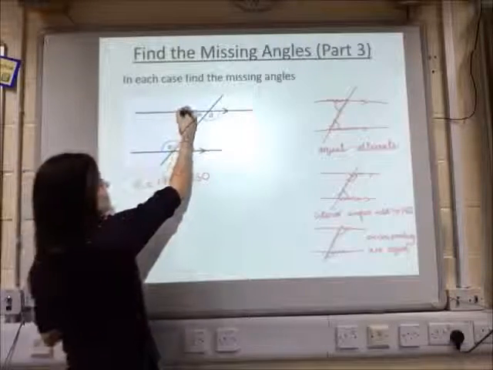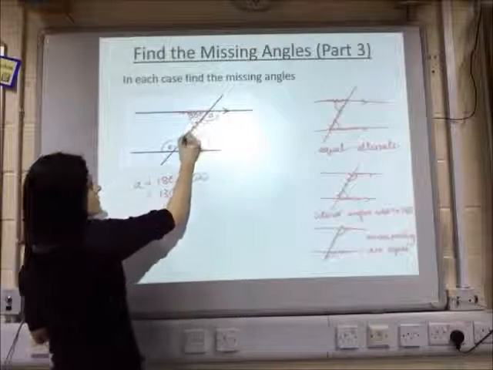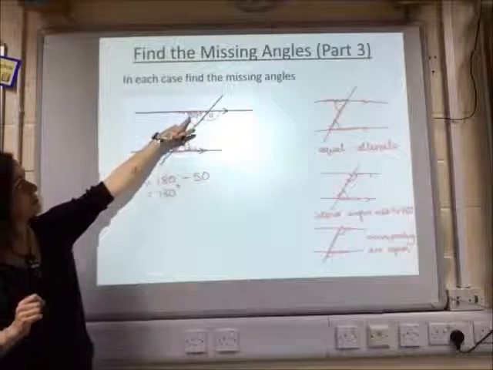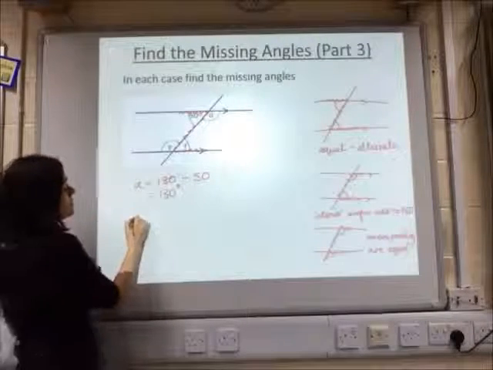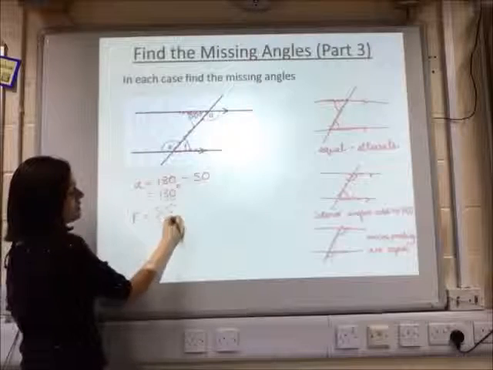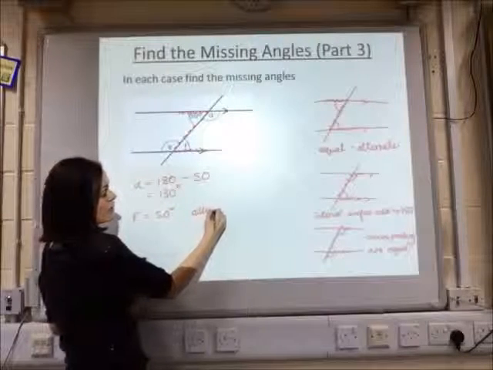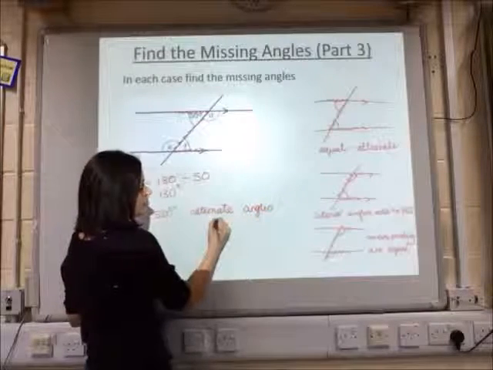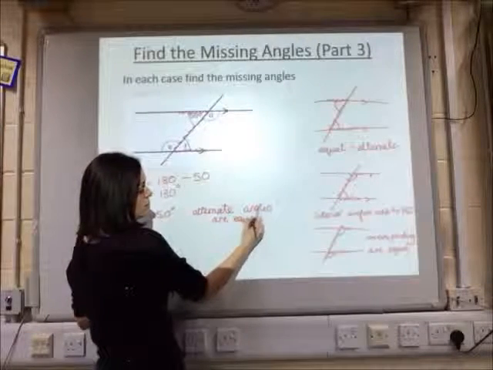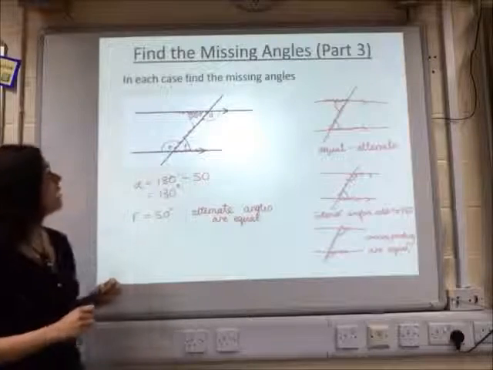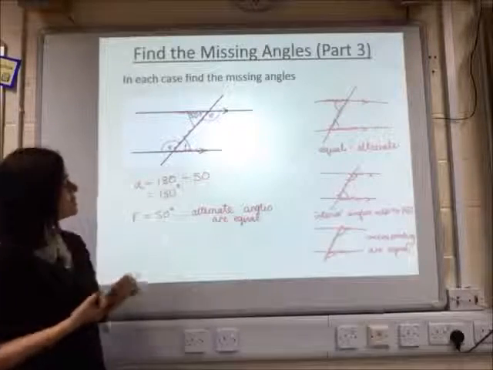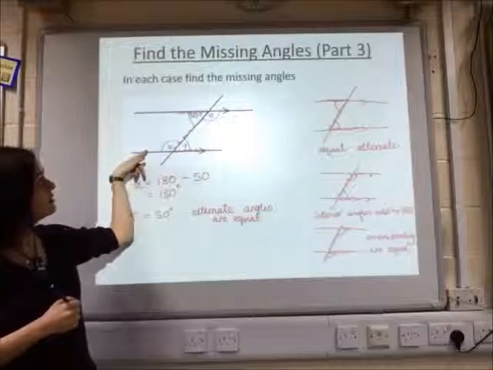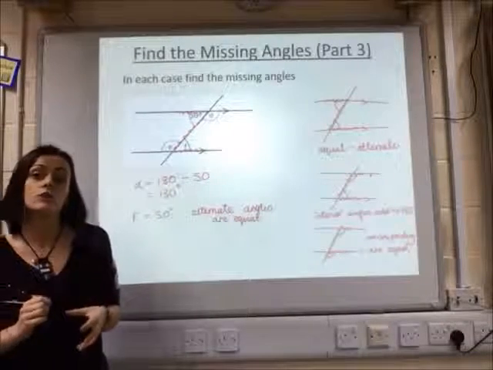Now I can see a Z shape here. I can see that Z shape there. And that means that F is also going to be equal to 50 degrees. And that's because it's an alternate angle, it makes a Z shape, and alternate angles are equal. Will be my reason for that one. And then I've got a couple of different choices for what I can do with E now. I can see that E makes a straight line here, so I know that E and F add to 180.